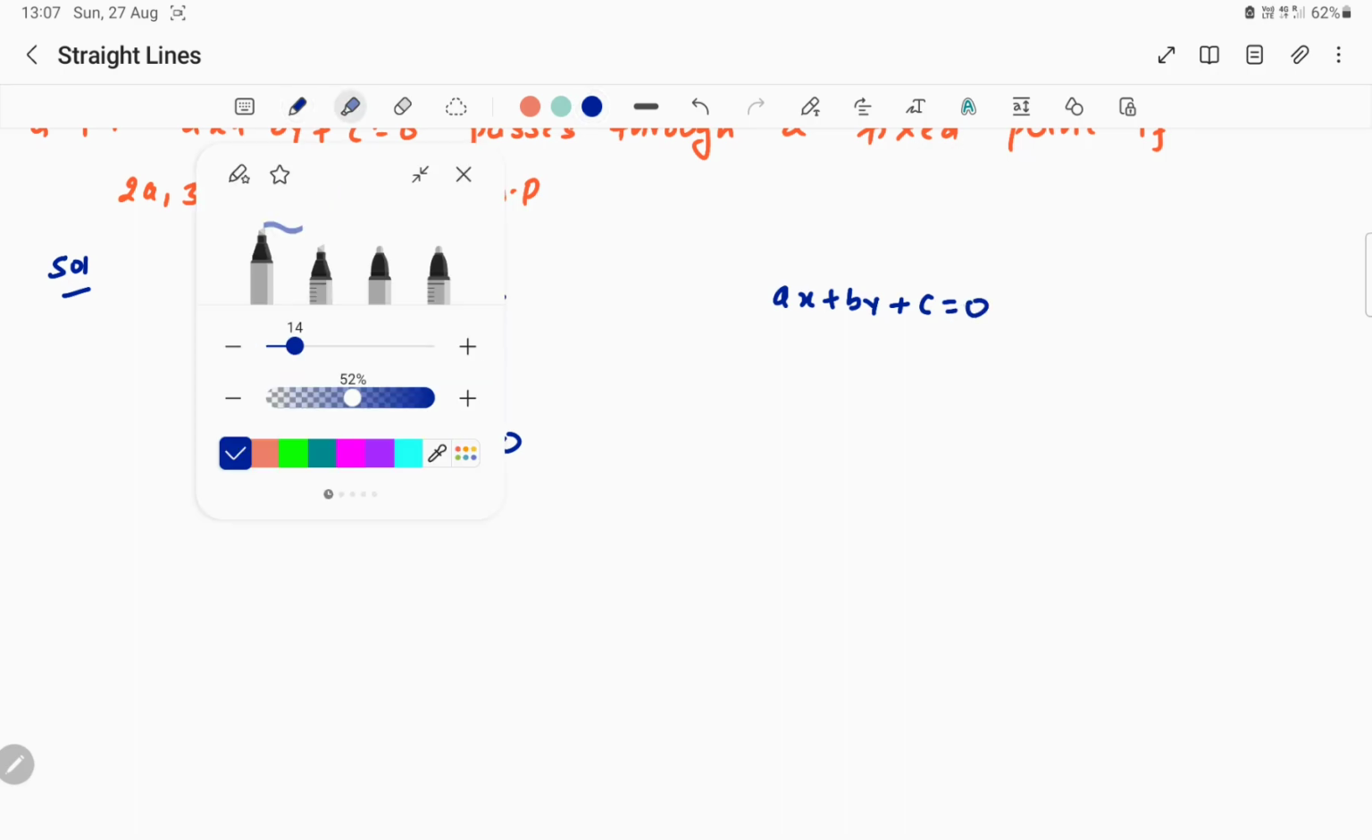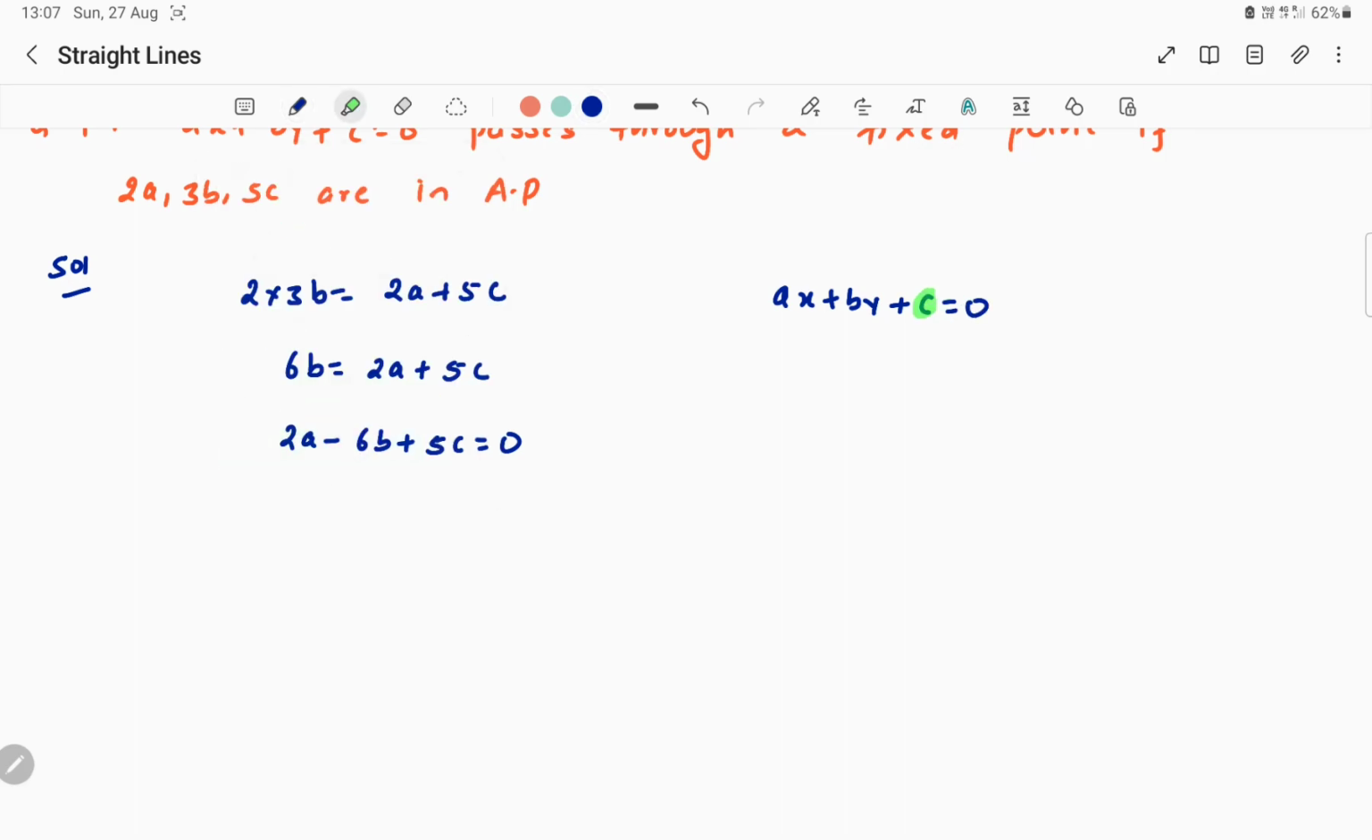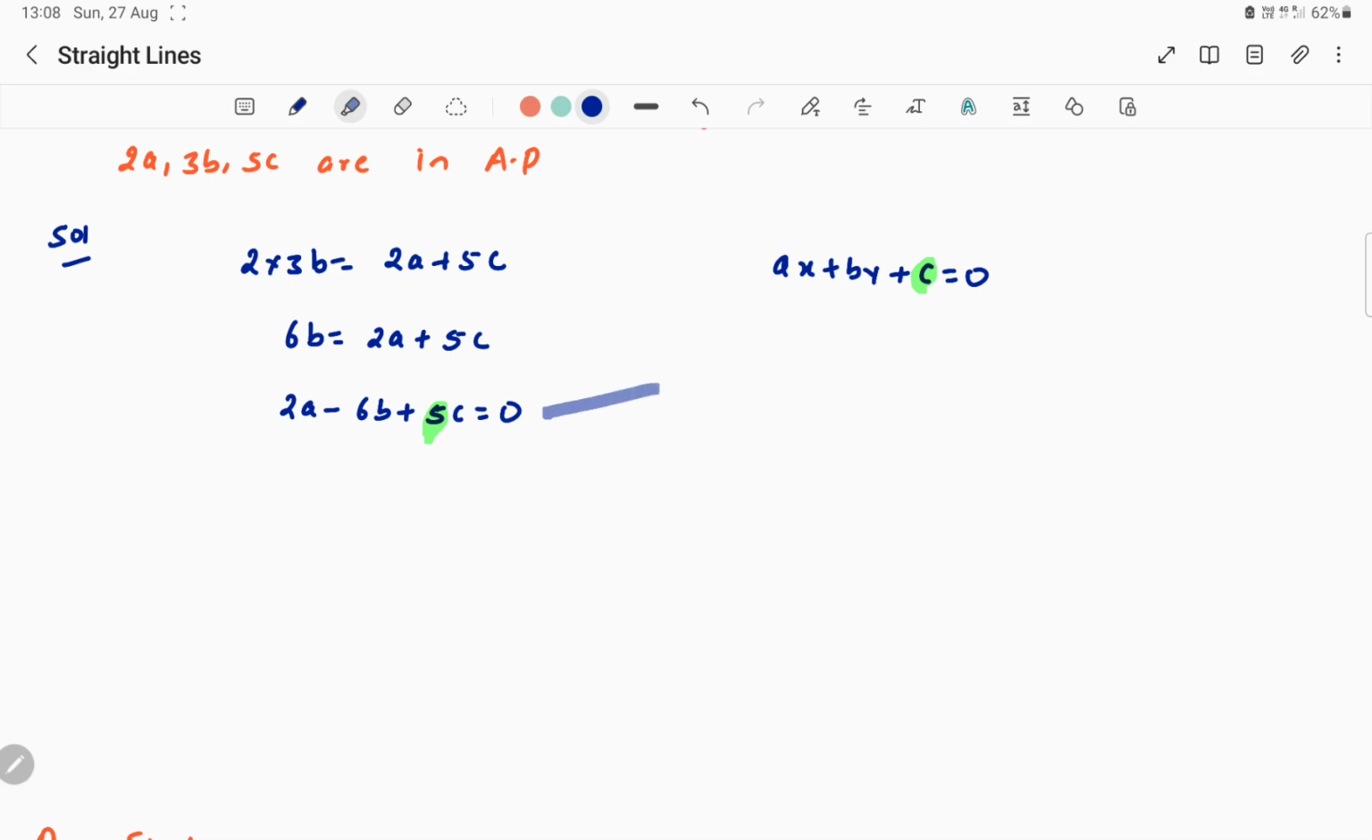Now next thing I would say you try to observe is that you can see here c is not having any coefficient, isn't it? Means c does not have any constants in front of it. So here also you try to make it 1. How we can make it 1? So divide by 5. So when you divide by 5, this equation looks like what? It looks like a into 2 by 5 plus b into minus 6 by 5 and plus c equal to 0.